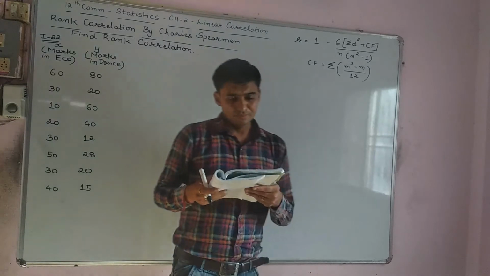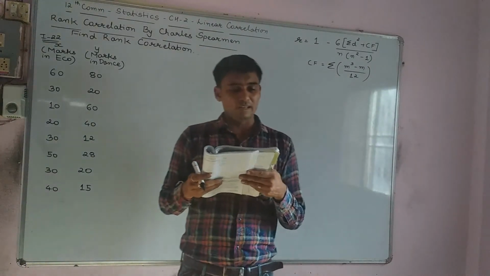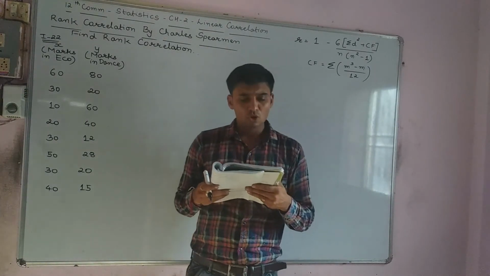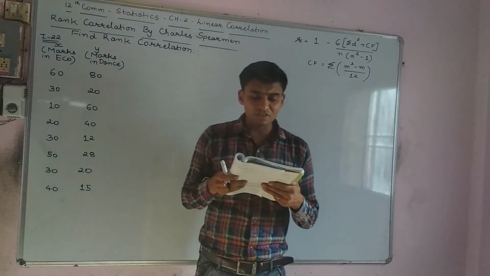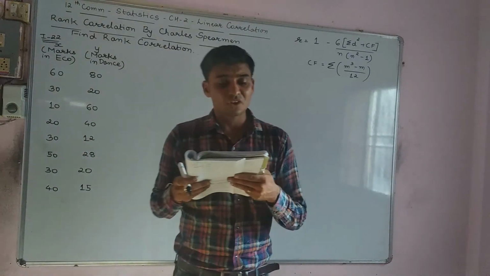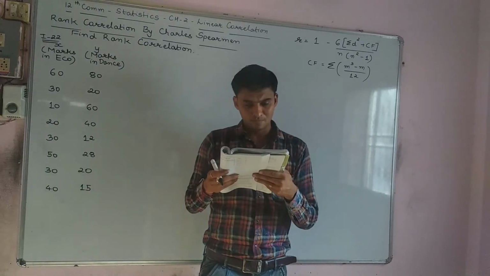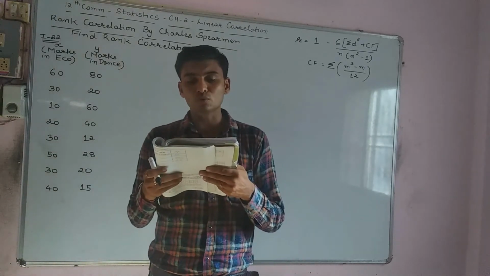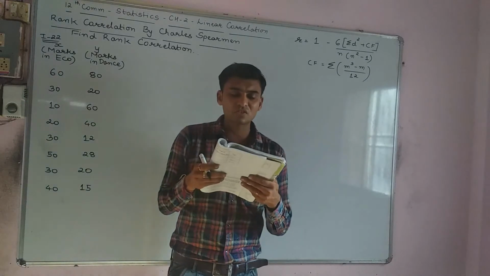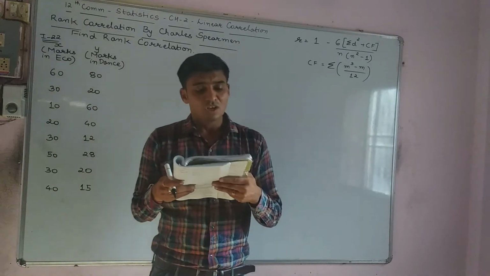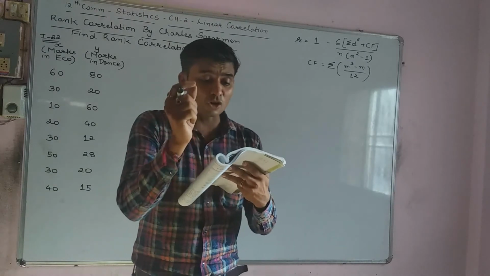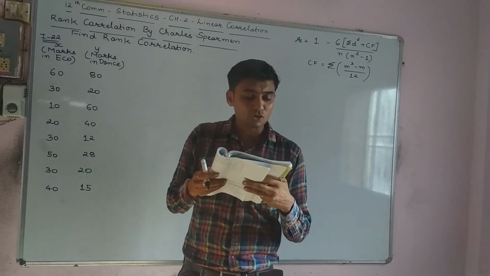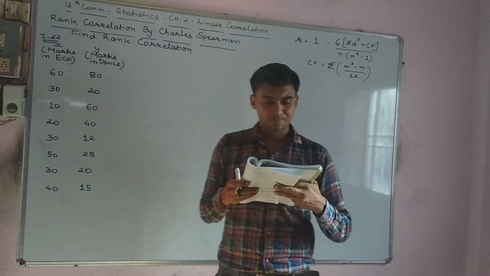Okay friends, moving to next question, illustration 22. To know the relation between understanding of students in the subject of economics and their dancing skill, a sample of 8 students is taken and a test is conducted for them. The marks obtained are given below. Find rank correlation between the marks obtained in two subjects.